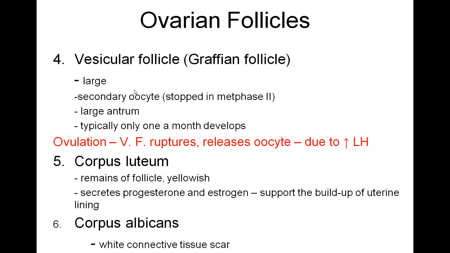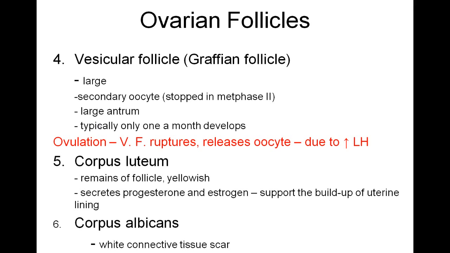Okay, the vesicular follicle is the last stage of follicles. Sometimes I call them mature, sometimes I call them Graafian. So it's really large. It has a secondary oocyte. The secondary oocyte is stopped in metaphase 2. Okay, so it doesn't finish meiosis unless it's fertilized. They have a large antrum. Usually you only have one a month that develops.